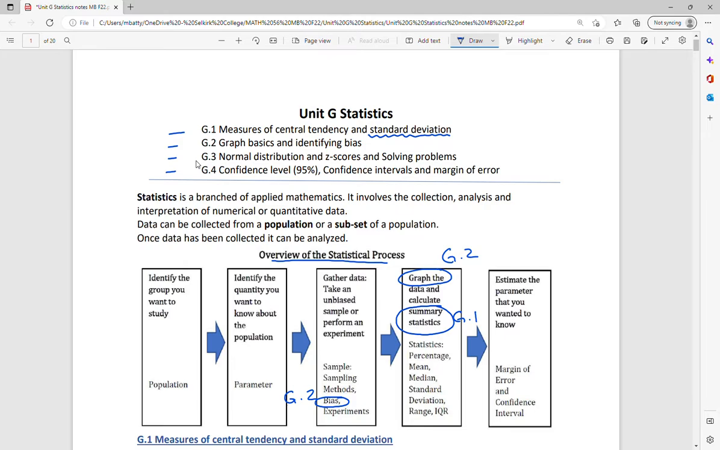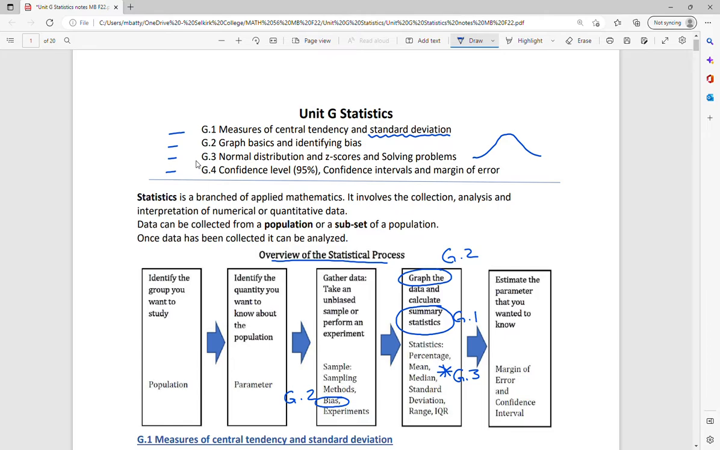And the next thing would be normal distribution and Z-score, solving problems. So in that one, we're also in here for G3. So this is like a standard bell curve. We won't really talk about percentiles so much, but that idea of a normal distribution or a bell curve, something you've probably heard about before.